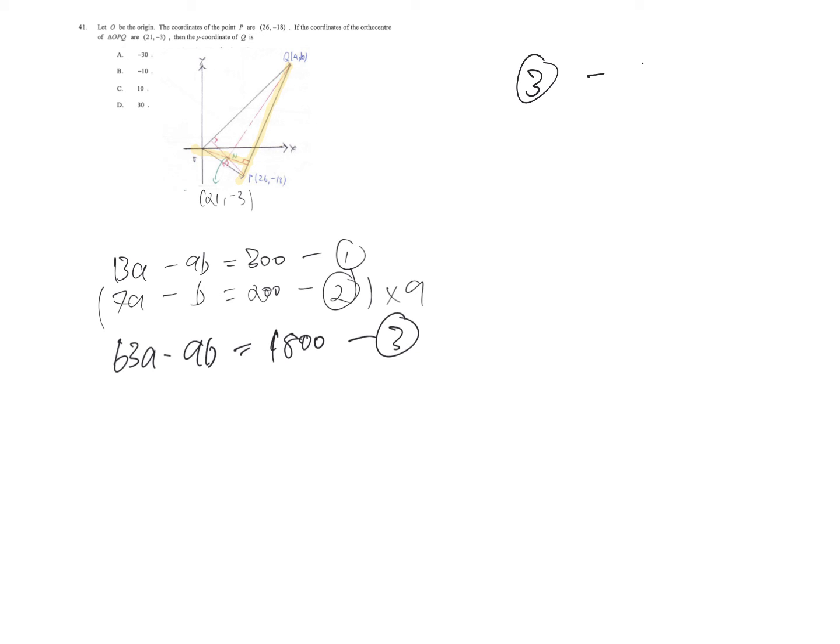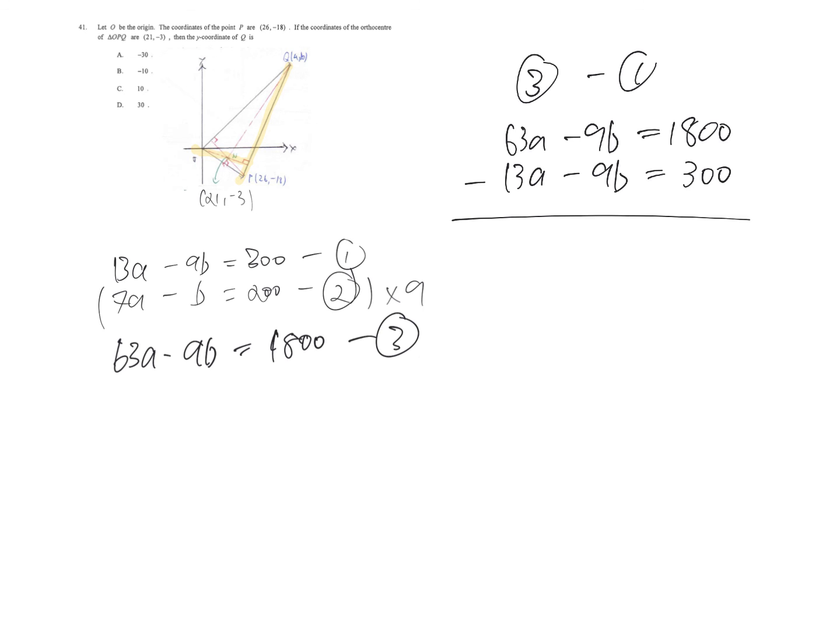Then we can now do equation 3 minus equation 1. So let's write that down. Right. So 63 minus 13, 50a plus 0b equals 1500. Then we can divide both sides by 50. We get a is 30.